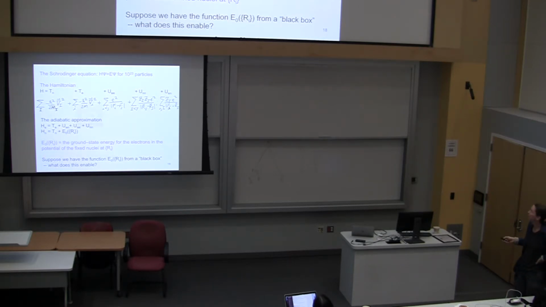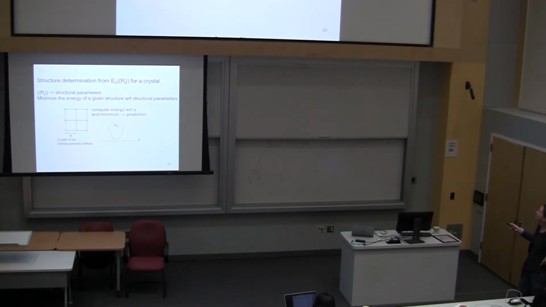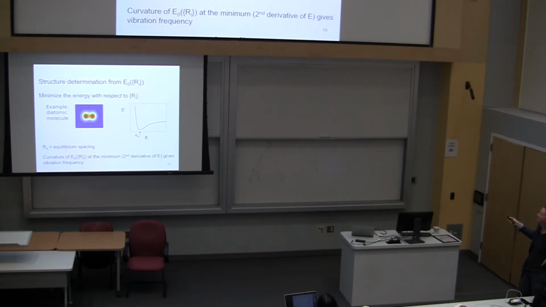Those are some of the things, including most of the things that we saw in our little visit into Materials Project. So just to give the flavor, looking just at a diatomic molecule where I have two positions and one degree of freedom, which is the separation r. If I can compute this E naught as a function of r, then I can predict the equilibrium spacing for that molecule, and I can predict its vibrational frequency by looking at the curvature at the minimum.